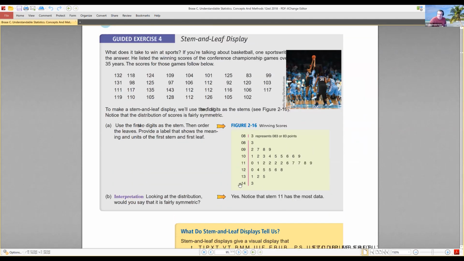Right, here's an example of a stem and leaf. Can you see the top there? I don't know if you need the 8 that they've given you. 083 represents 83 points. So here is a whole load of data, and it says, what does it take to win at sports? If you're talking about basketball, the answer he listed, the winning scores at a conference championship game for 35 years. So the team that won, in this particular year, the team that won scored 98 points. So some years you need a lot more than others. So when you look at this kind of table, if you can turn your head sideways, would you agree this data is unimodal?